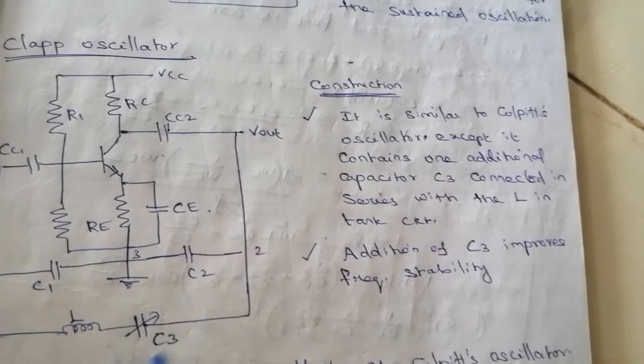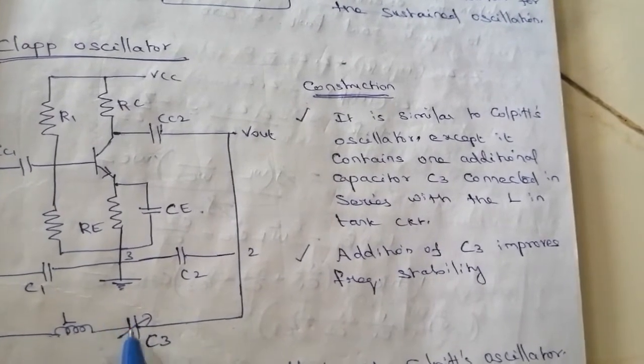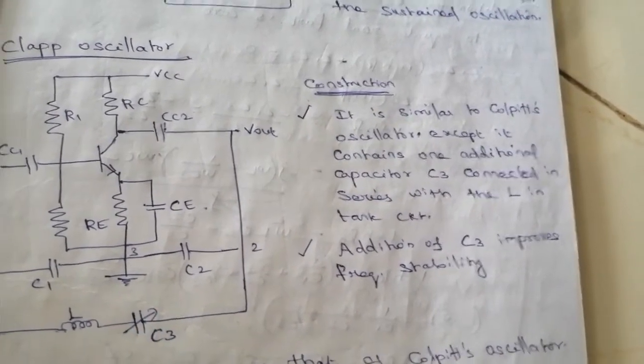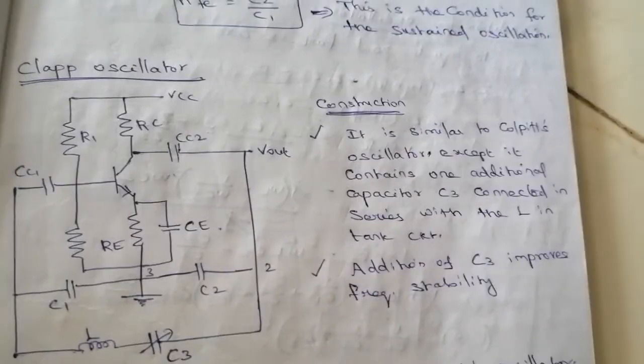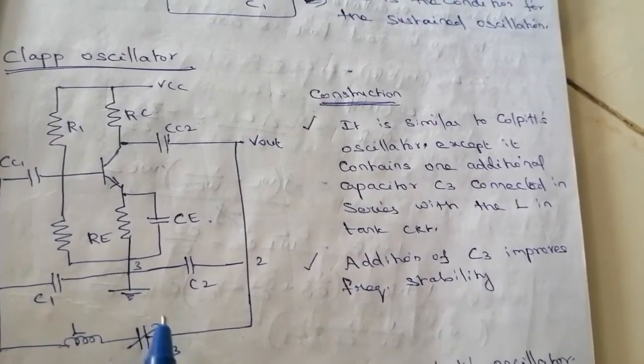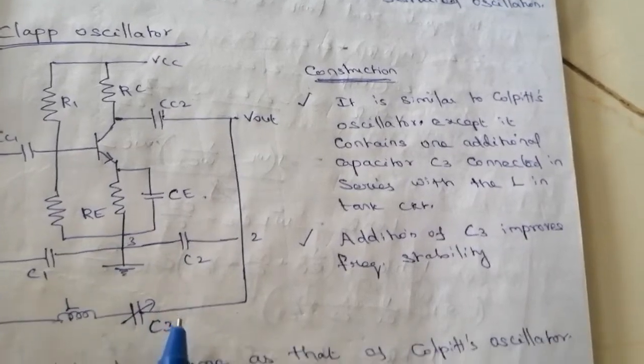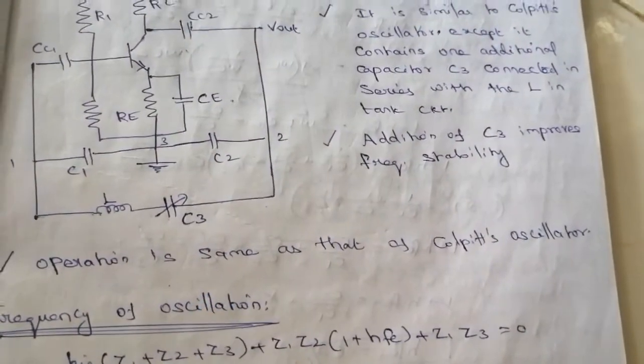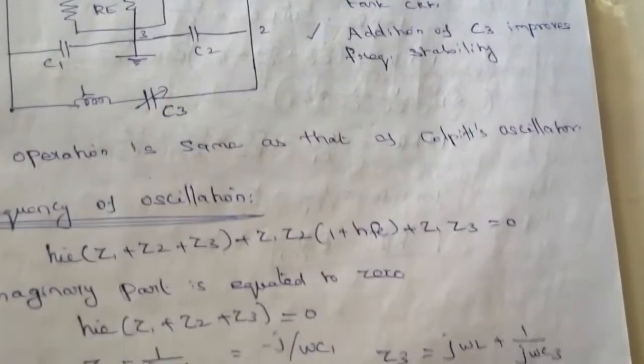The purpose of adding this capacitor is to improve the stability of frequency. When compared to Colpitts, in Clapp oscillators the stability of frequency is improved, right? So the operation is the same as that of the Colpitts oscillator. Let's see the frequency of oscillations.